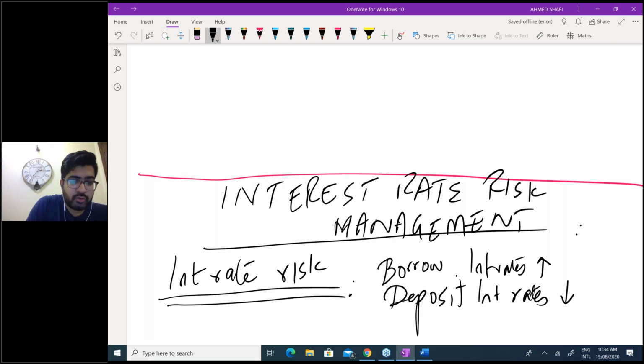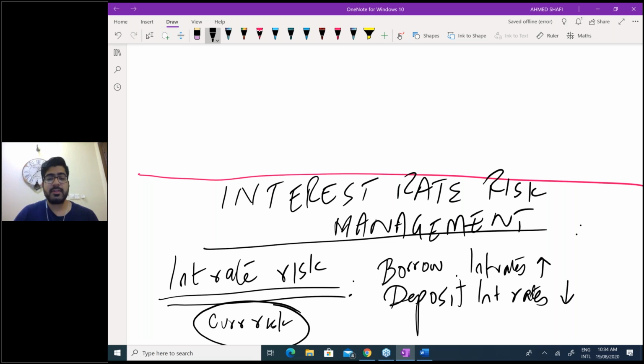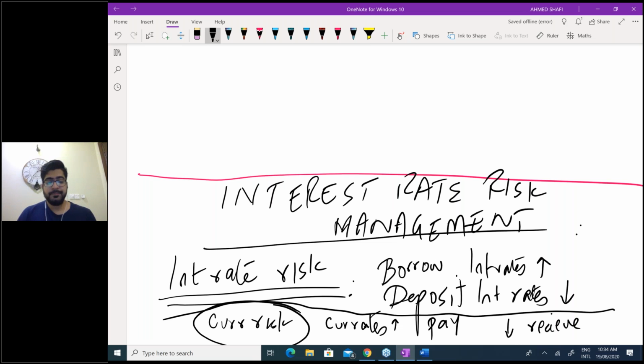Remember, in the last session I told you about currency risk: the risk that currency rates go up when you have to pay, and go down when you have to receive. Like currency rates, interest rates also frequently change. There is no guarantee that if the interest rate is 5% today, it is going to be 5% forever. Interest rates also do tend to change.